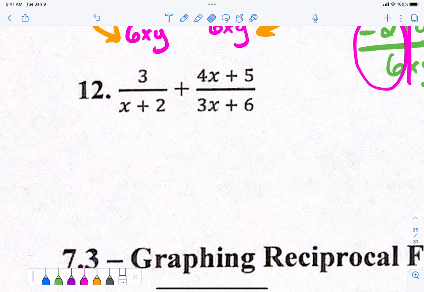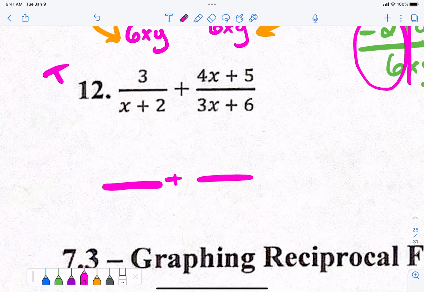We're adding these two together because there's a plus sign, correct? Plus sign. What do we have to do? You have to get a common denominator. Find a common denominator. Are these trapped or not trapped? Trapped. Okay, first things first.